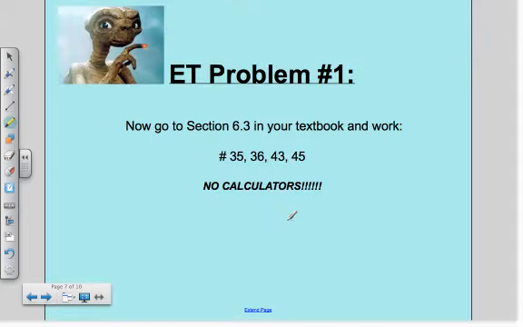All right. So what you need to do for your entrance ticket is do numbers 35, 36, 43, and 45 from section 6.3. It asks you to go ahead and change things from degrees into radians. Yeah, and don't use your calculators.